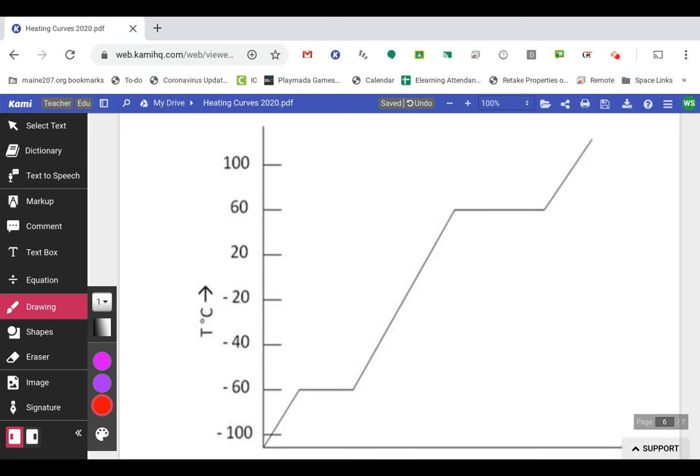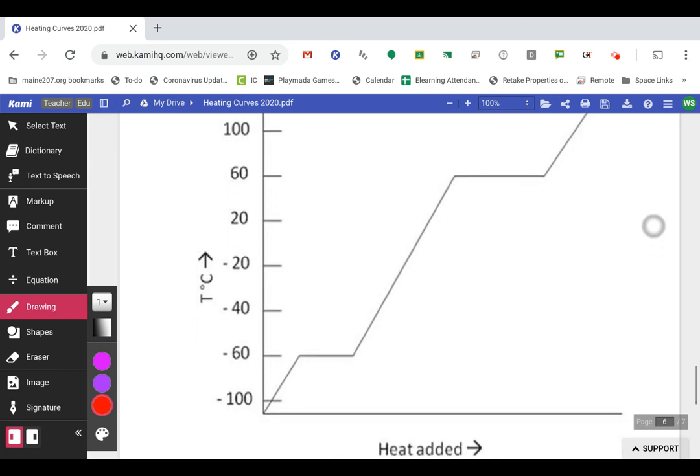Now I'm going a little fast. You can always rewind or use the speed controls to slow me down. I don't want to make this too terribly long of a video. Now, your typical heating curve looks like this, where we've got heat down here and we've got temperature here. This is not water's heating curve.